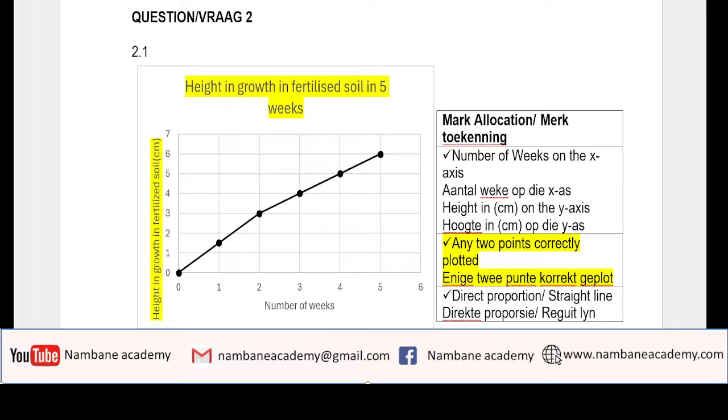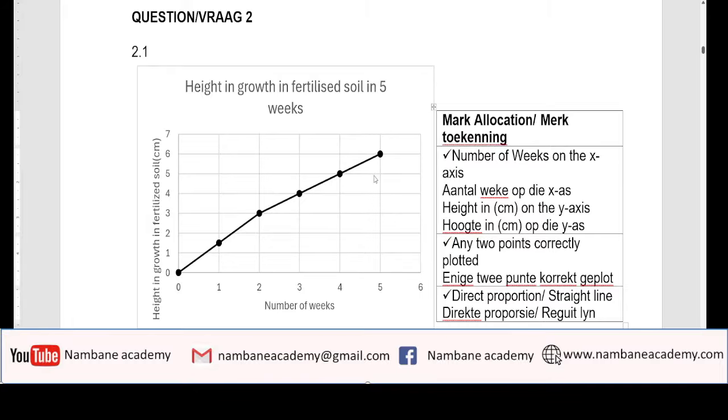The data was plotted, and the mark allocation is as follows: number of weeks on the x-axis with the height in centimeters on the y-axis for 1 mark. Any 2 points correctly plotted for 1 mark. And if it is a straight line or direct proportion, the third mark will be given there.